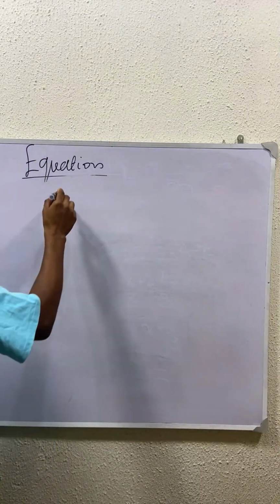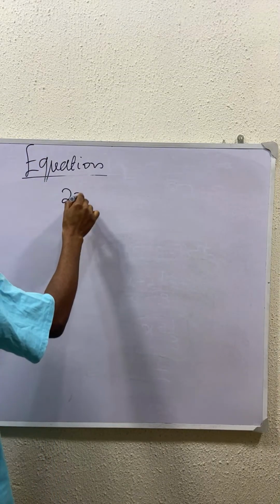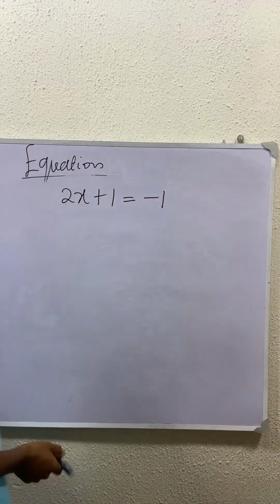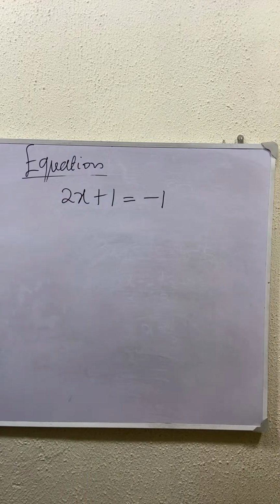Okay, so let's look at this. We have 2x plus 1 is equals to minus 1. What's that exact number that once you add 1 to it, the answer is going to give you minus 1? Let's look at it together, okay?